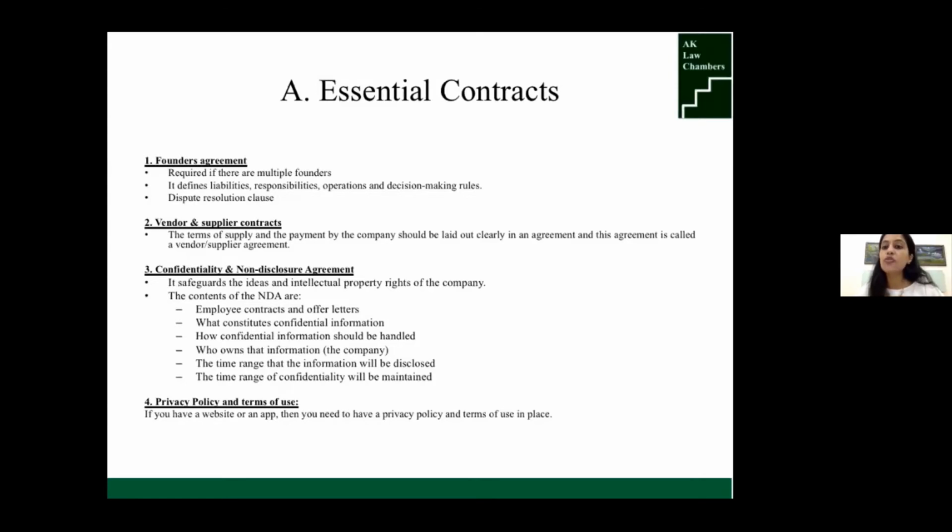Now, if you want to modify that, you have something called a founder's agreement. Initially it's called a founder's agreement, and when you have further investment in the company, then it's called a shareholders agreement. Why do you need this founder's agreement?